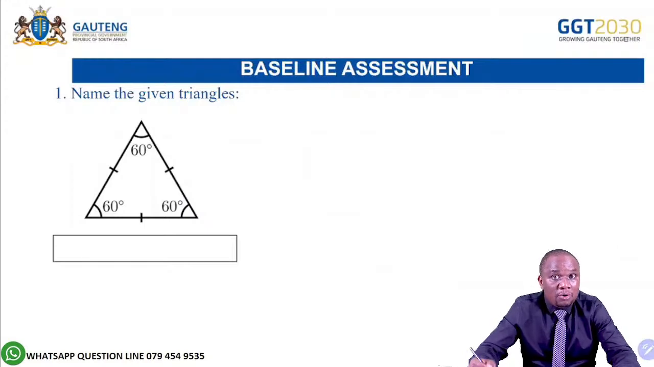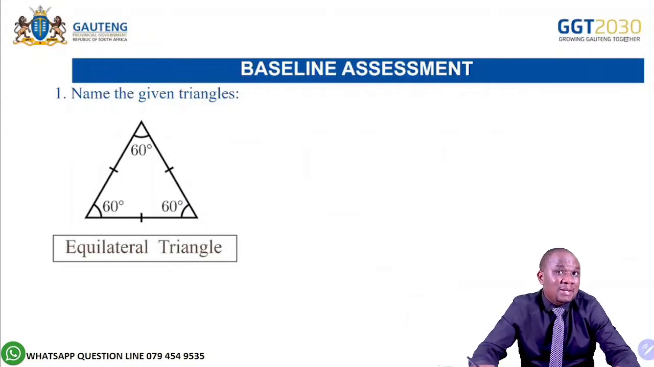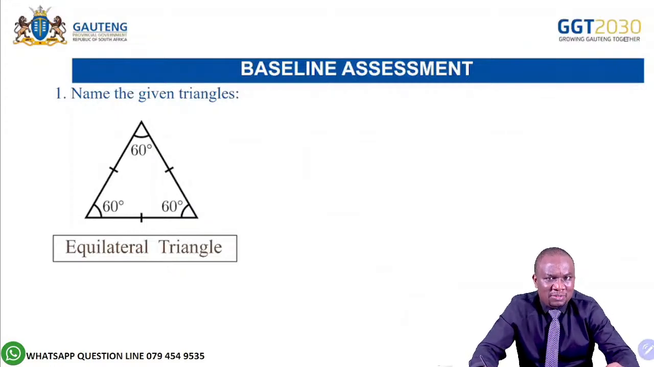Right. Now, all the angles are equal, and they're equal to 60 degrees each. And all the sides are equal. It's an equilateral triangle. Okay, these are the types of triangles. Let me just give you one more question, and then after that, we're going to start defining our trigonometric ratios.